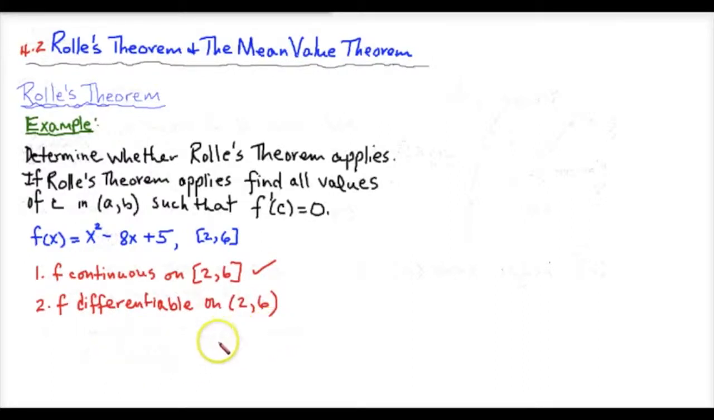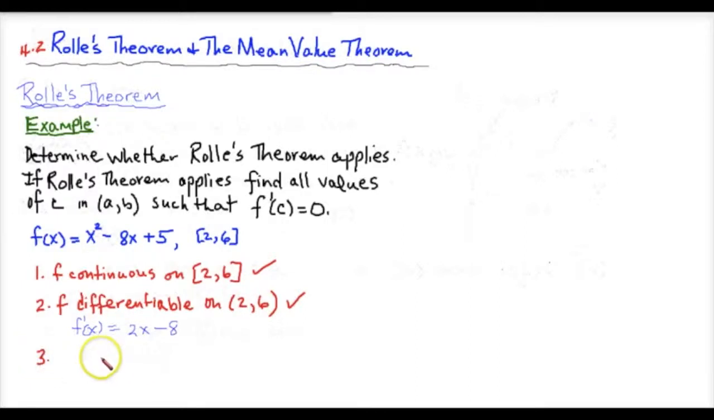Well, to determine whether the function is differentiable, let's go on and find the derivative. The derivative of the function is going to be f prime of x is equal to 2x minus 8. And if you look at that derivative, you see that if I plug in any number between 2 and 6, we get a value regardless of what number we plug in there. So yes, we can say that the function is differentiable on the open interval from 2 to 6. So we're going to put a check mark there as well.